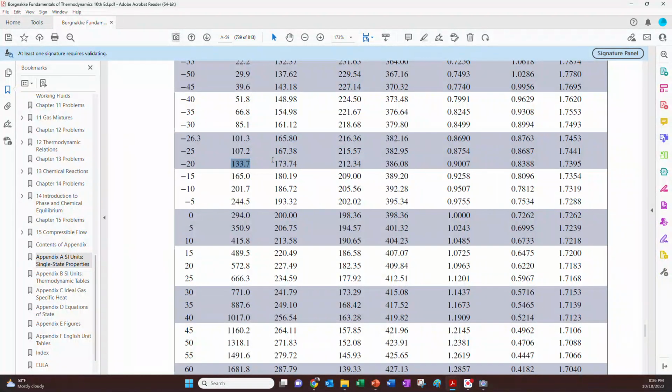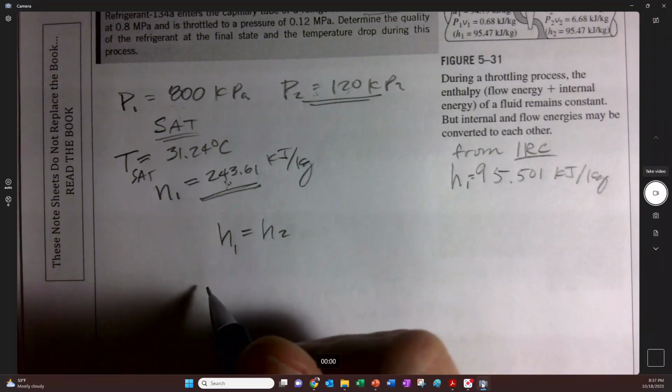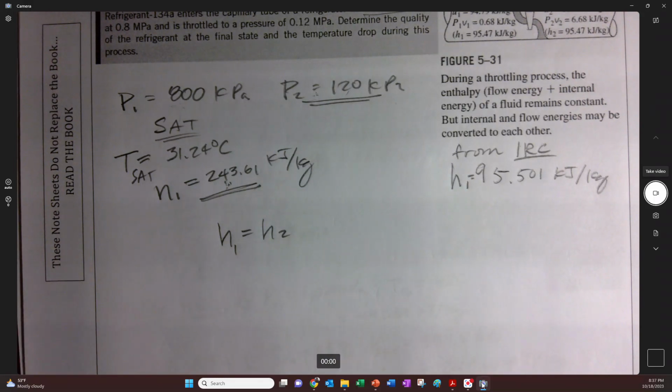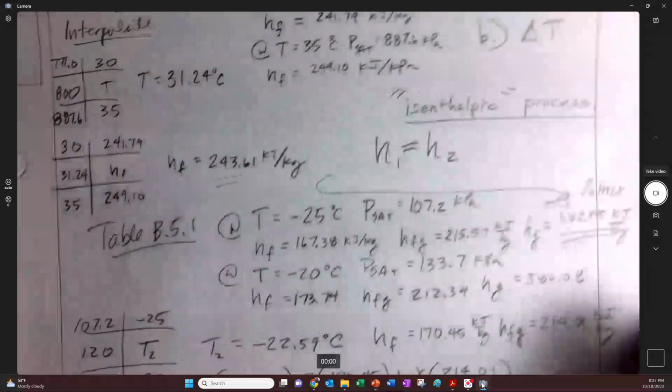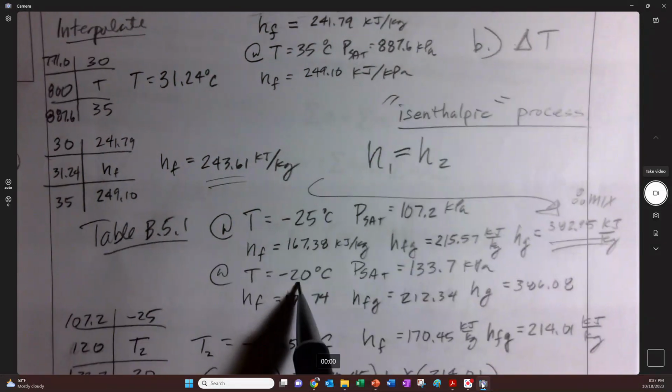Notably, we would want to interpolate in between these two things, and then go back over and take a look at this. Here is the gas enthalpy, and here is the liquid enthalpy. So what we have to do is two sets of interpolations. I'll show you what I did. Two sets of interpolation. We have negative 25 and negative 20.